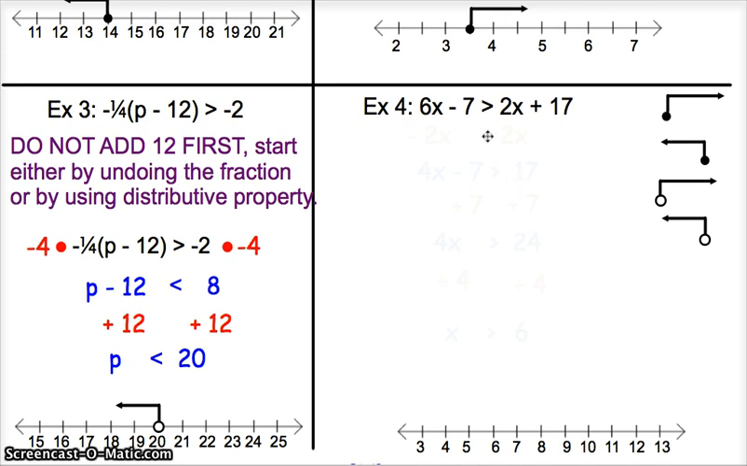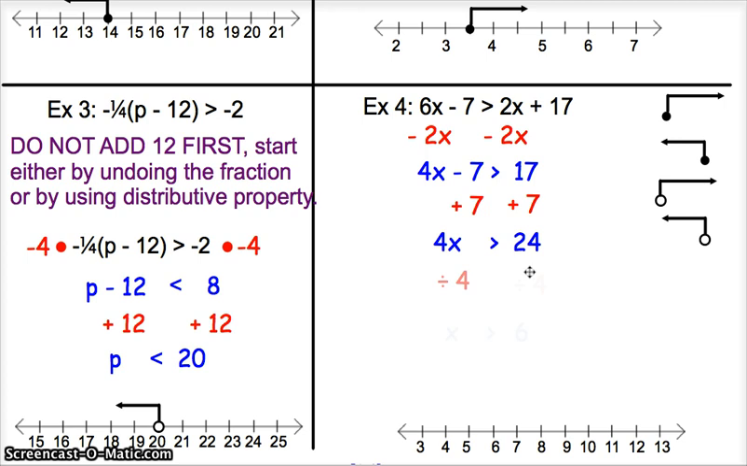Last example, let's try example 4 here. I have variables on both sides. We need to get the variables just on one side. So let's take away 2x from both sides, and I'll be left with 4x minus 7 is greater than 17. Now this is like the other ones. We need to undo subtraction by adding. So now I have 4x is greater than 24.